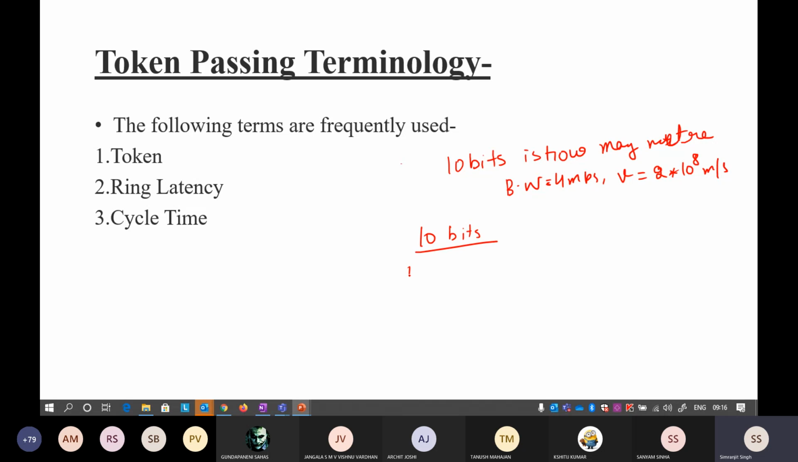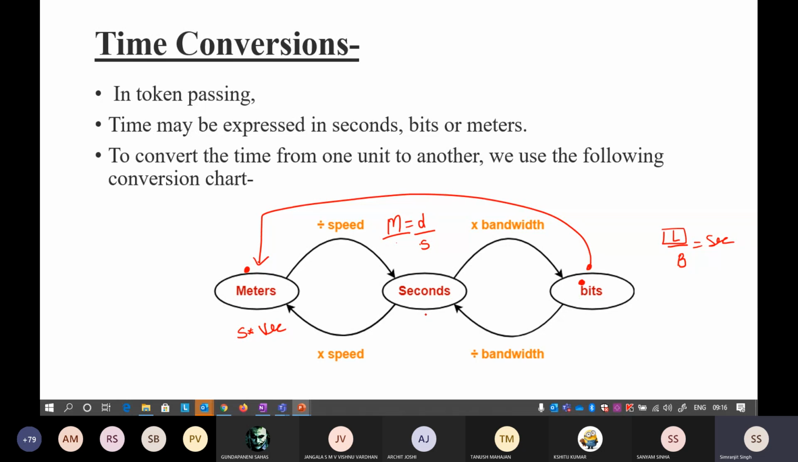So bandwidth is 10 raised to power Mbps, 10 raised to power M means 6. Okay, 6 bits per second. So now this is your time in seconds. Now if you want to convert this into meters, you have to multiply it by a speed.